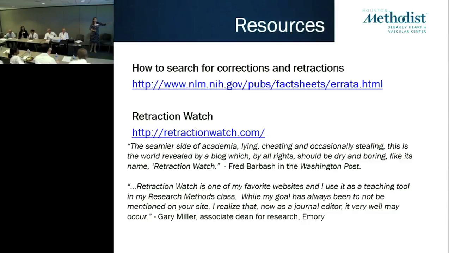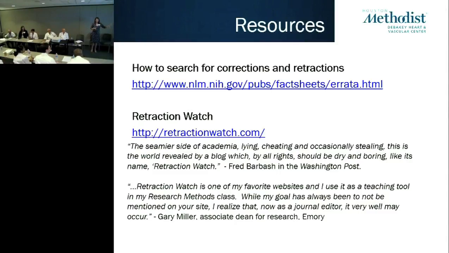If you want to see whether a paper that you have cited in a manuscript had a correction or retraction, it's kind of hard to find. It's not obvious. And so there is a good link from the National Library of Medicine that tells you how to do that. Another group, a watchdog group, getting more and more prominent in the academic publishing world, is Retraction Watch. Ivan Oransky is the head of that group, and he gives a lot of talks all over the place about retractions.